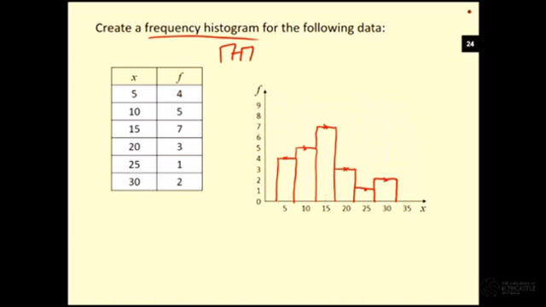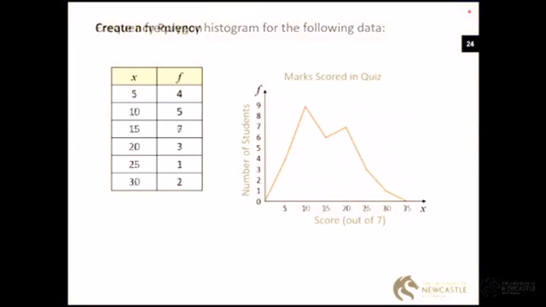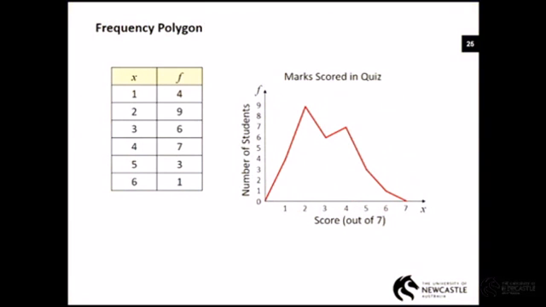But I did mention a frequency polygon. And the frequency polygon, basically, is the same thing, but join the dots. Look at that one. 1 happened 4 times, so there's a 1 there. 2 happened 9 times, 3, 6, 4, 7 times, 5, 3 times, and 6 happened once.